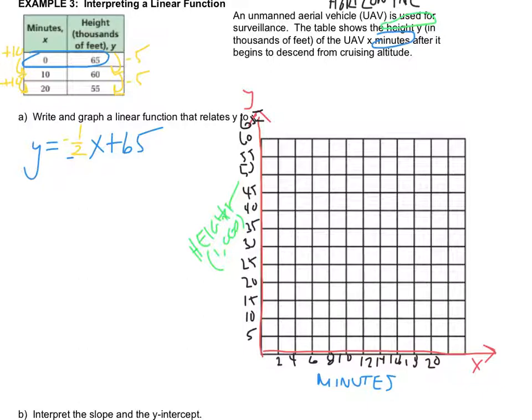So now I can just plot my points. Let me change the color here. I use blue. So 0, 65 would be this one right here. 10, 60 would be right here. 20, 55 would be right here. So to write this graph, I would be connecting, and it would look something like that.